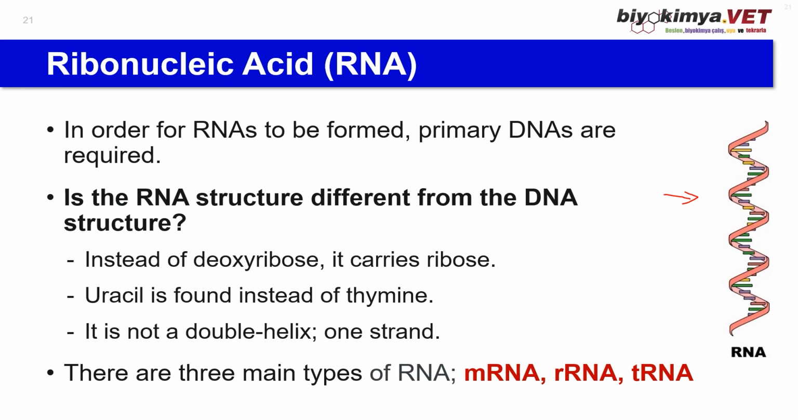There are three main types of RNA. These are messenger RNA, ribosomal RNA, rRNA, and transfer RNA, tRNA. Messenger RNA carries genetic information from DNA to the ribosome. Ribosomal RNA forms the structure of the ribosome and plays a central role in protein synthesis. And tRNA brings amino acids to the ribosome. Actually, all play a role in protein synthesis, and we can say all work simultaneously and in a highly organized way together for protein synthesis.